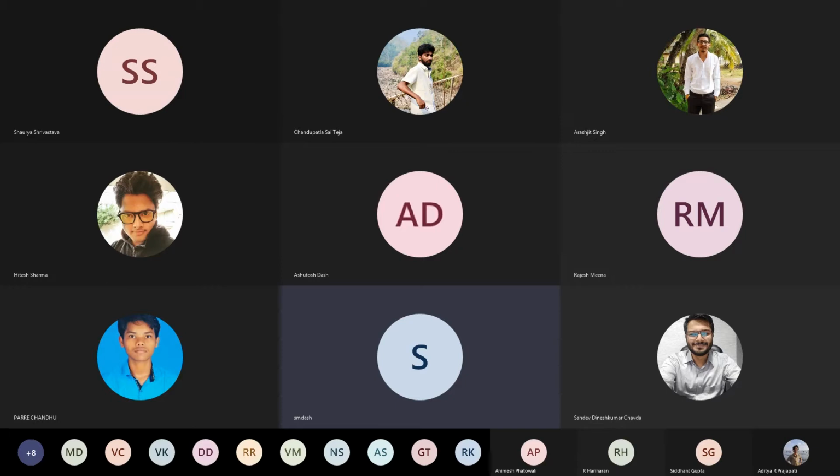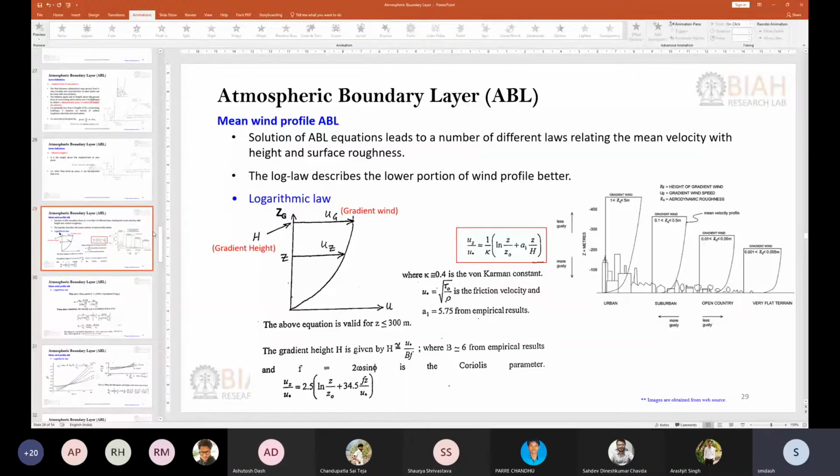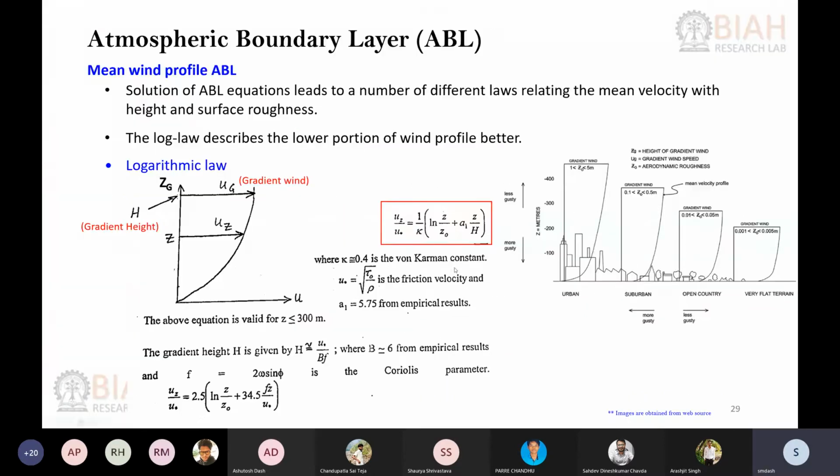Okay, so today we'll be finishing this atmospheric boundary layer. So let me give you a brief overview. So all of you can see my slide? Yes, sir.